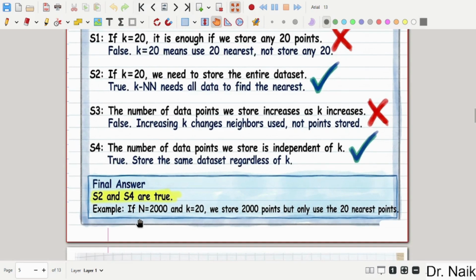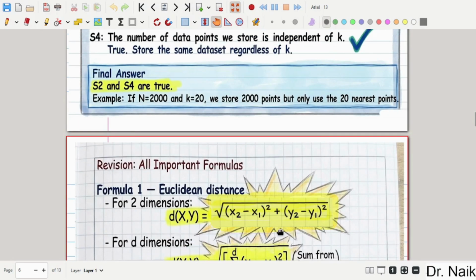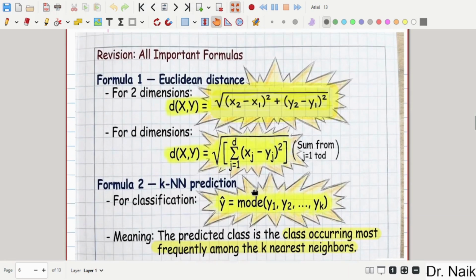So in our example, if n is equal to 200, that is the training data points given to us is 200, and k is equal to 20, k means consider the nearest neighbor. So they told us to consider the 20 nearest neighbors. So here we store the 200 data points, but we will use only the 20 nearest points to predict the class of our new test point.